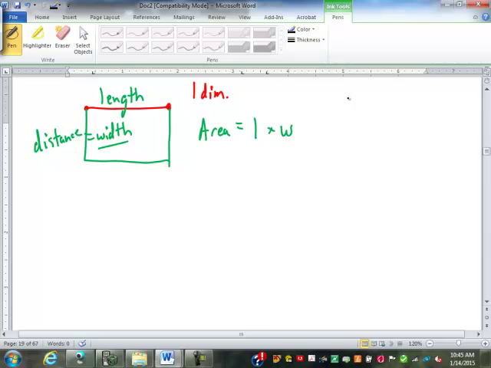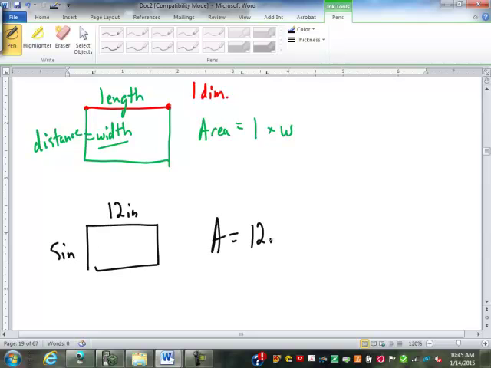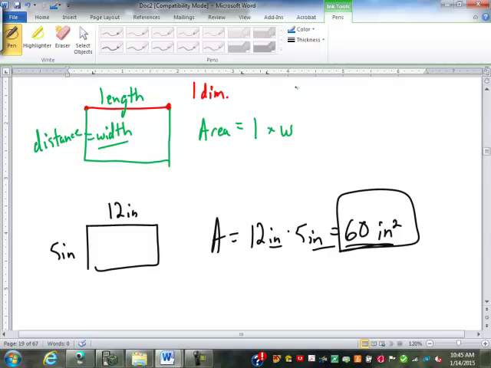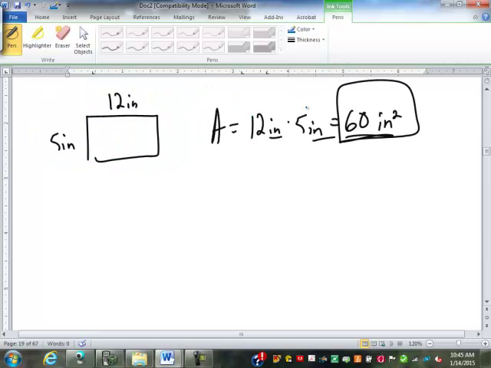So for a rectangle, if this is 12 inches and this is 5 inches, the area is 12 inches times 5 inches. Well, 12 times 5 is 60. Inches times inches is square inches. The reason I define area in this manner is that it applies to a lot of other things as well.